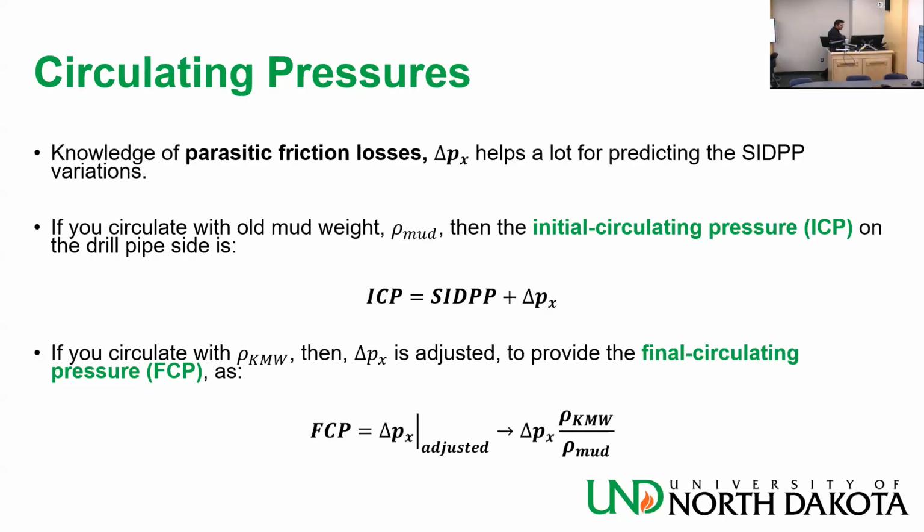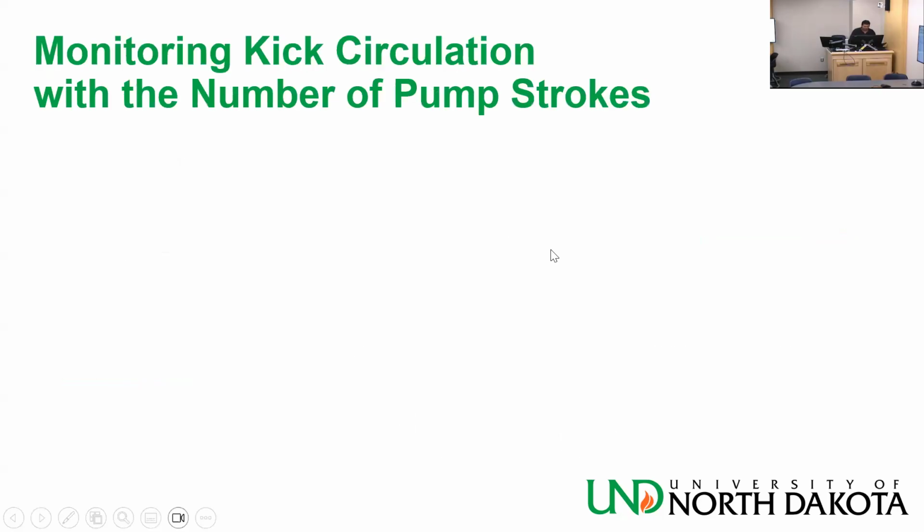An adjustment. You understand the logic behind it? My kill mud weight is bigger. I'm expecting the frictional losses to be bigger, but I don't have a direct indication for them. I have a direct indication for them at a lower value, and I'm going to use that to adjust. Very, very straightforward, linearly.